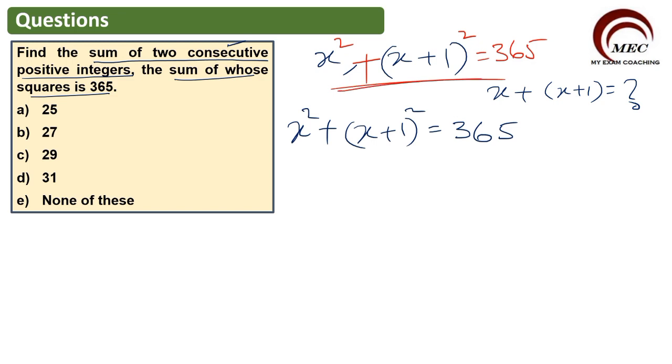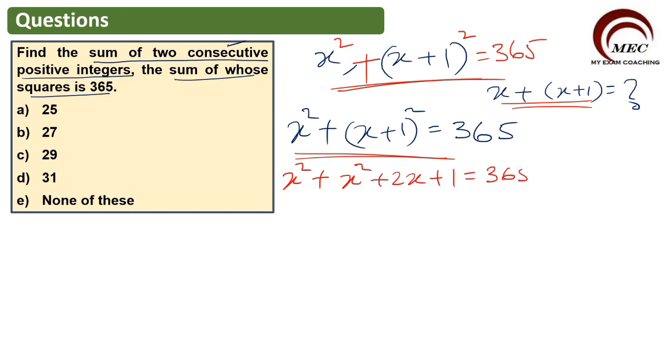So using this, first we will find out the value of x, then we will find out the value of x plus 1, and then we can find out what is required as per the question. So x square plus (x plus 1) all square means a square plus 2ab plus b square is equal to 365.